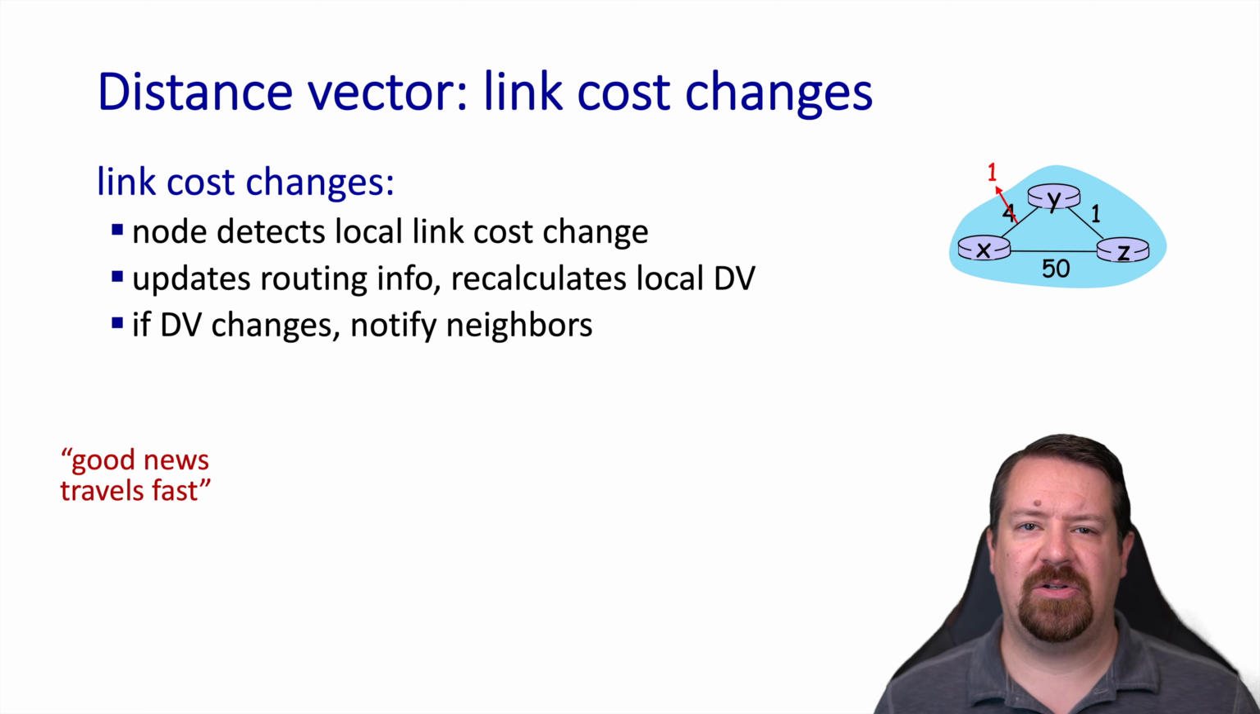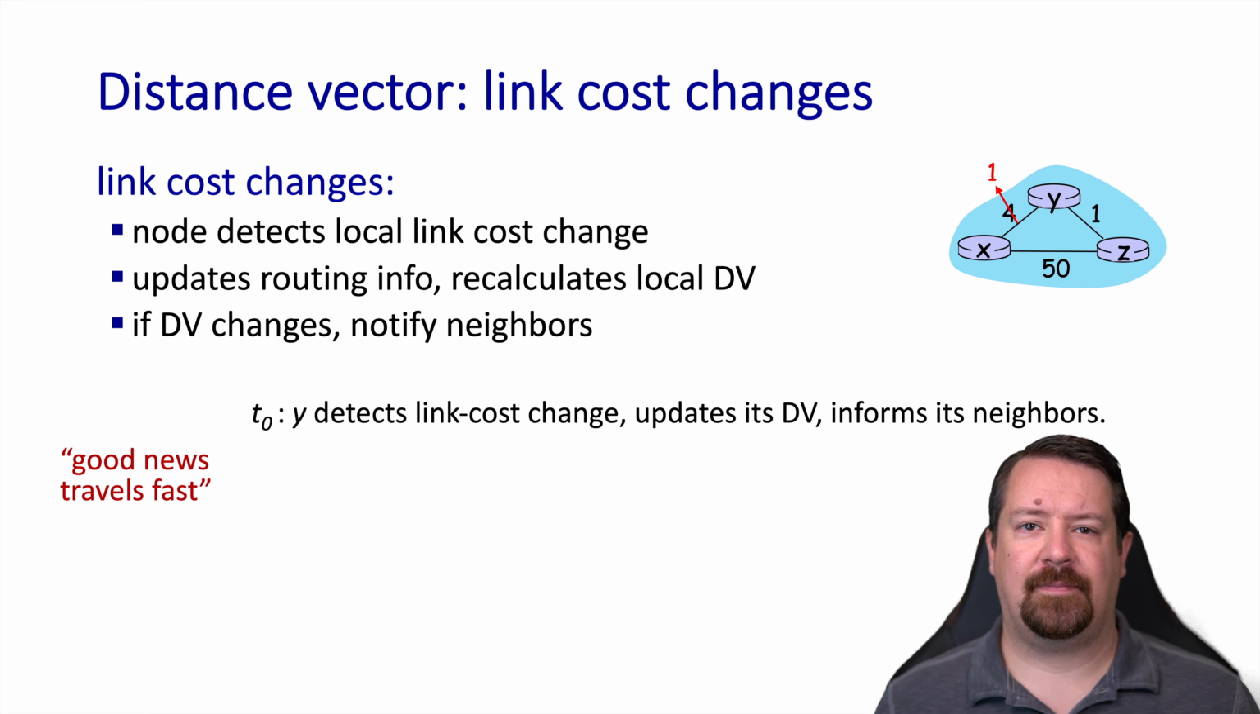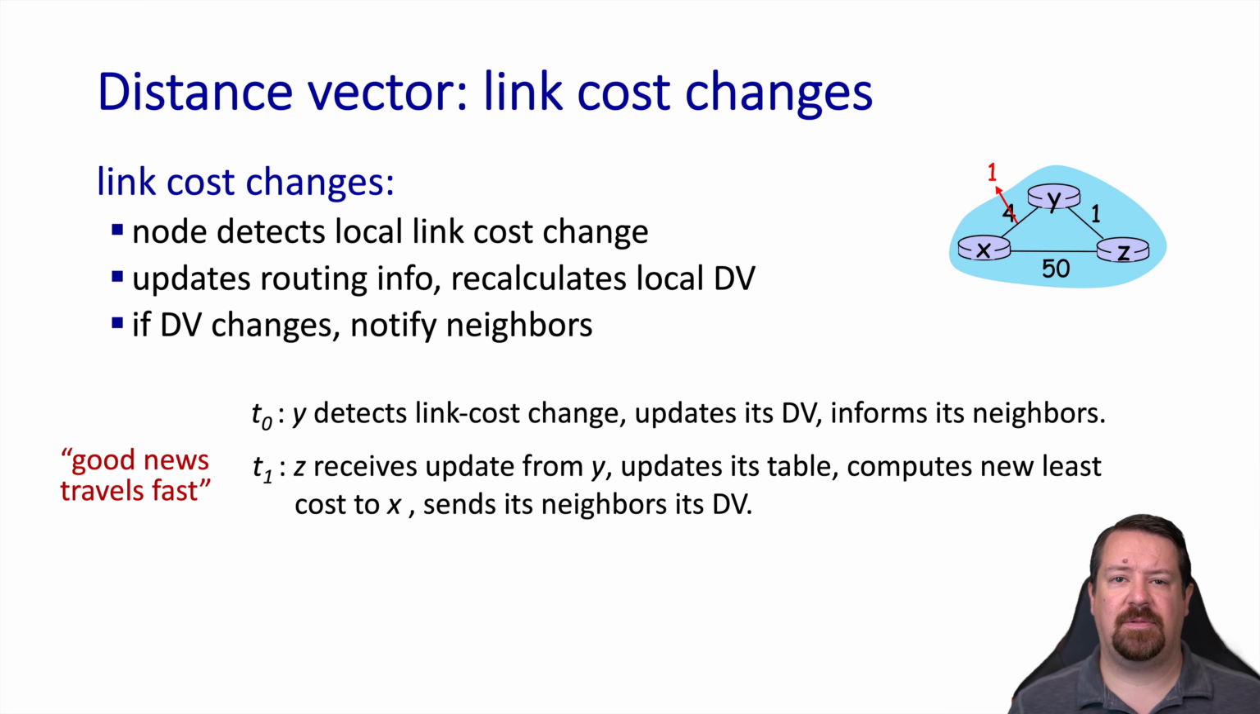When the cost of a link changes, in this case to a lower cost or good news, the neighboring nodes will detect that. So in this case, we have the node y detecting the link cost change from 4 to 1. Y will update its distance vector and send that out to z and x. So z gets the new distance vector with the lower cost. It updates its distance vector and sends out that updated distance vector.